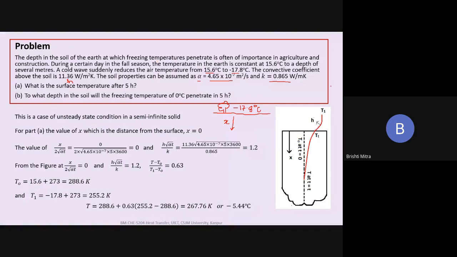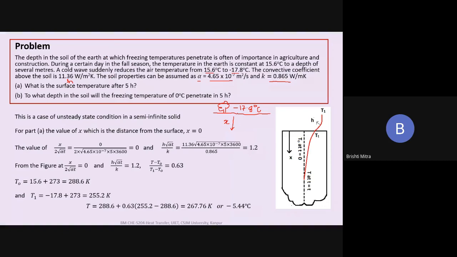So once again, let me tell you the situation. We have soil on the ground, and the temperature is 15.6 degrees centigrade, both above the soil and inside the soil. After some time, the temperature of the atmosphere suddenly falls, most probably due to snowfall, and becomes minus 17.8 degrees centigrade. So obviously the temperature of the soil inside is also going to change. The question is, what is the surface temperature after 5 hours?